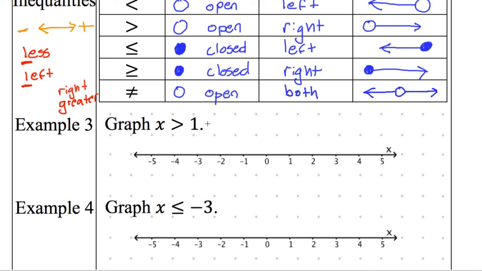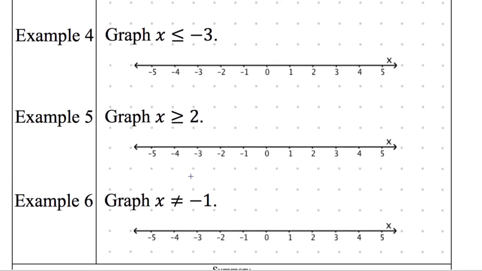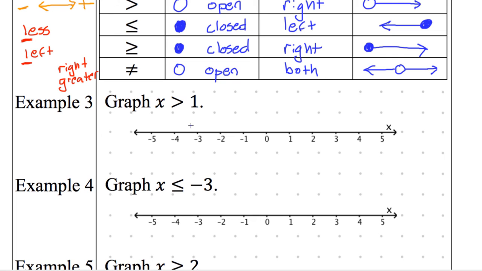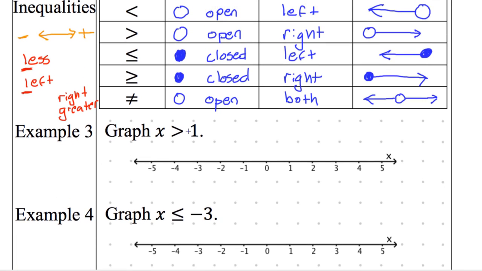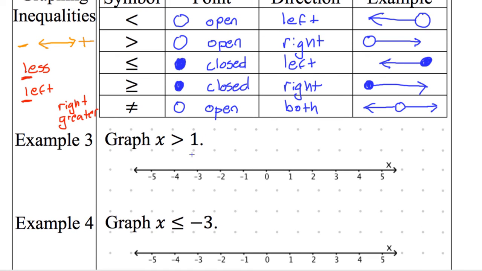Oh, I should have made you read this. All right. X is greater than 1. I'll make someone read number 4 and 5 and 6. X is greater than 1. So first of all, is it going to be an open or a closed point? Open. Okay. Is it going to be to the right or the left? Right. There it is. It's going to be right.